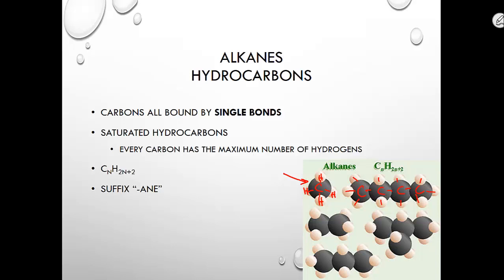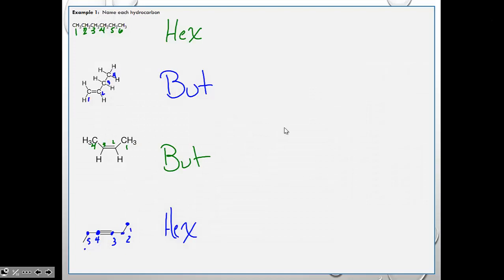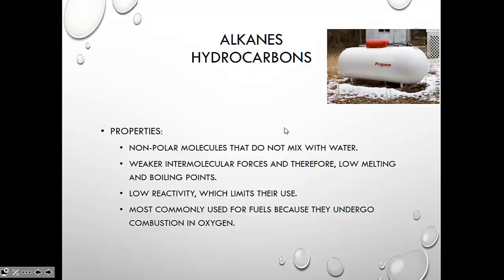So anything with all single bonds, any organic compound with all single bonds, we will end the name with -ane. That first example, all of the carbons are holding the maximum amount they can. The ends each have 3, and the carbons in between are all holding 2 hydrogens. So this is an alkane. So we would call this hexane.